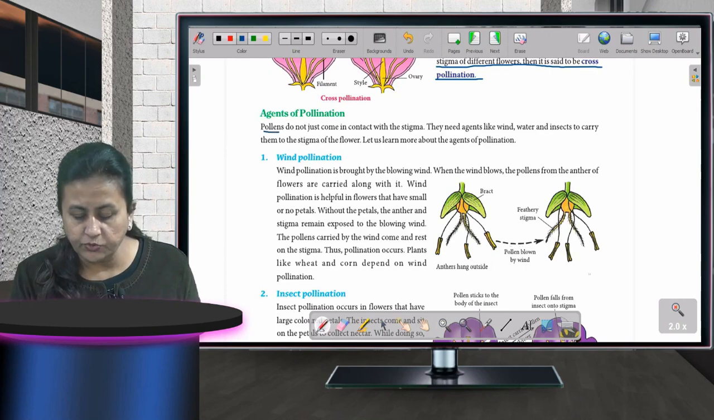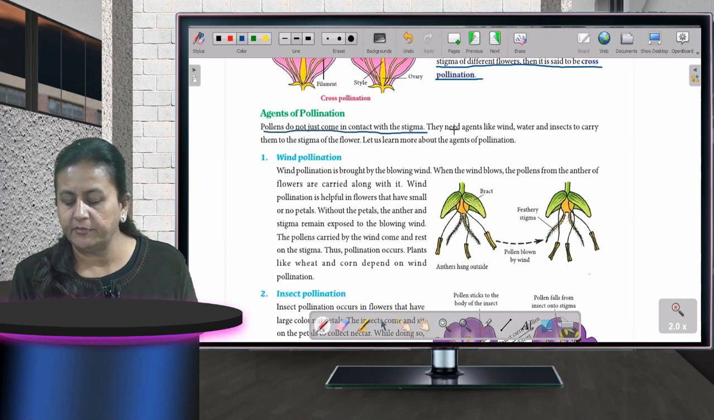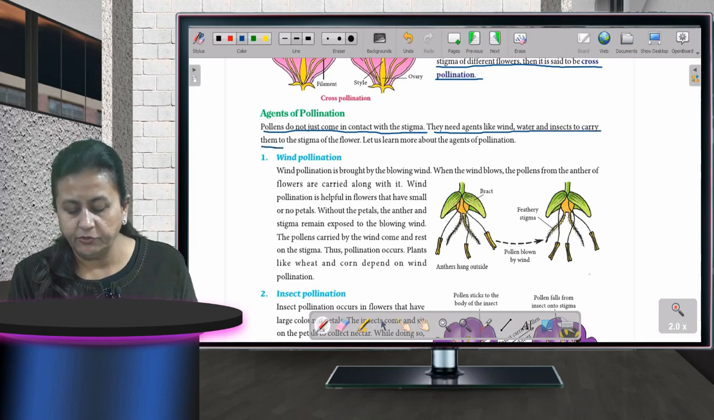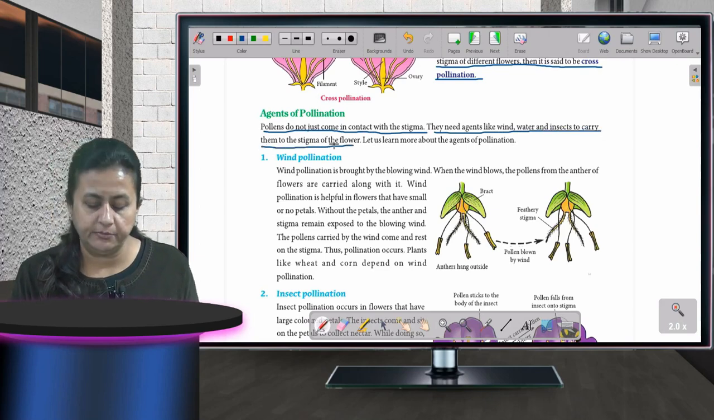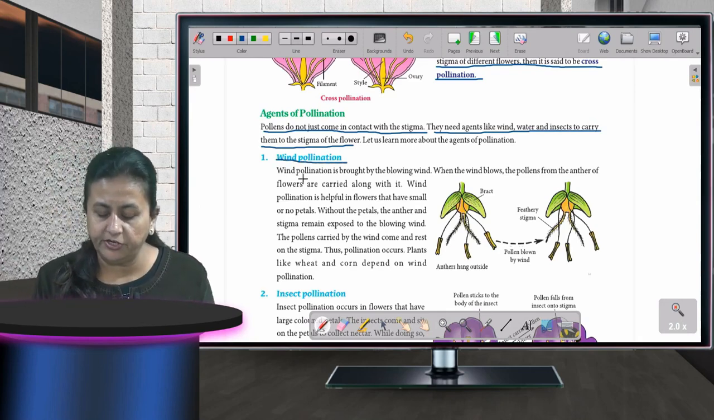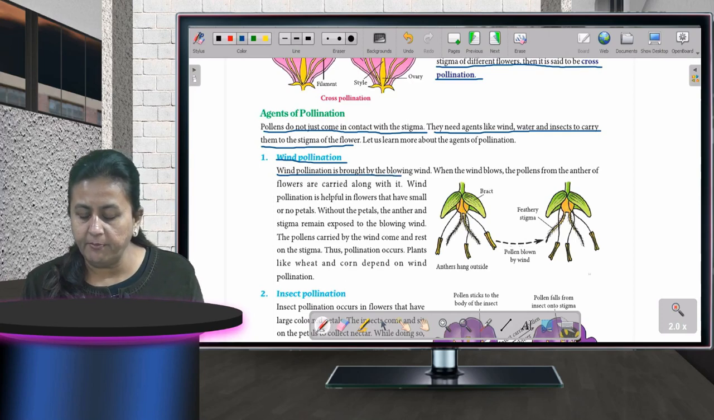The pollens do not just come in contact with the stigma. They need agents like wind, water and insects to carry them to the stigma of the flower. First we will be studying about wind pollination. Okay, what happens in wind pollination? Wind pollination is brought by blowing wind.